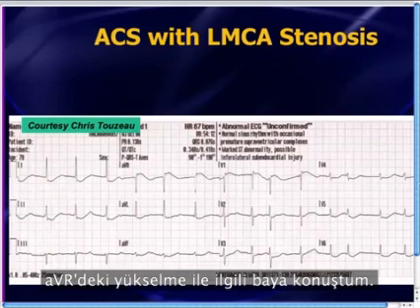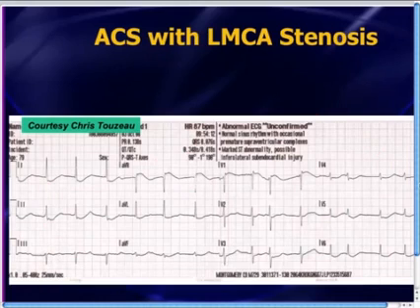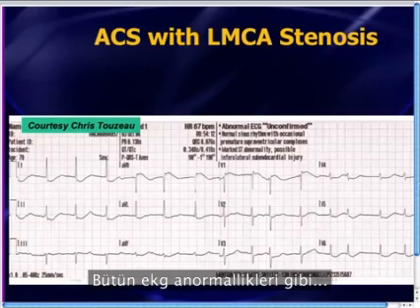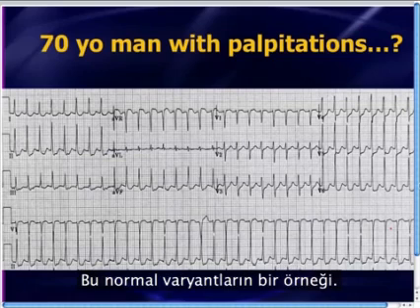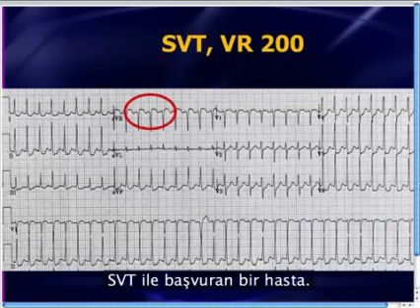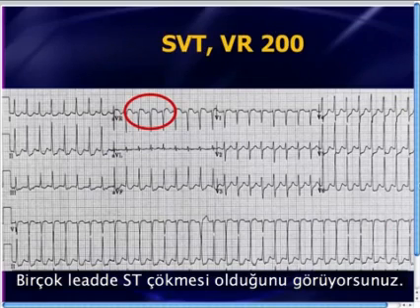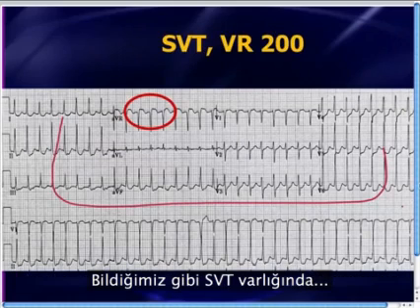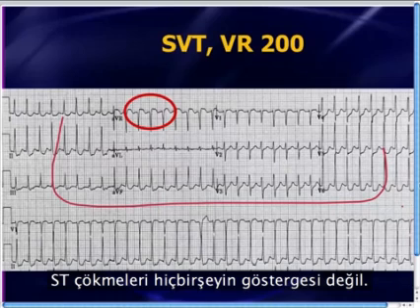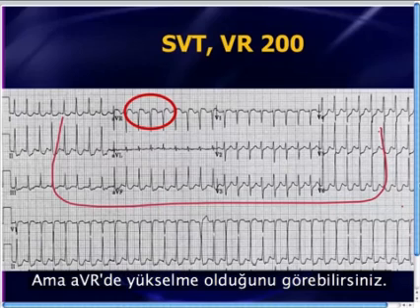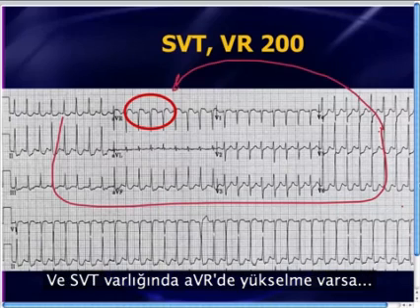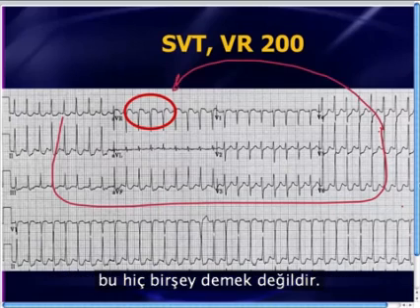Now, I've talked a lot about elevation in aVR, predictive of left main. It's important to know that just like with every other EKG abnormality, there can be some normal variance. And this is one example of a normal variant. Here's a patient that presents with an SVT, and you'll notice that there's ST depressions in a bunch of leads, which we know in the presence of an SVT, ST depressions are not predictive of anything. But you may notice that there's elevation in aVR, and when there's elevation in aVR in the presence of an SVT, it means nothing, all right?